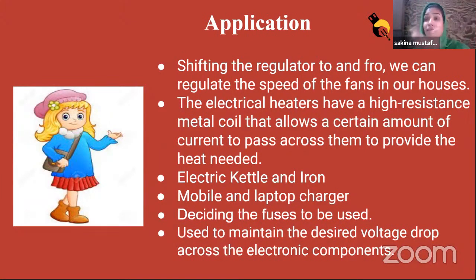So here also, the voltage is similar for all the electrical appliances. So how do we regulate the speed? We regulate with the help of a regulator, and in that regulator we have a resistance. So when we change the speed, the resistance will also change, and it will make the speed of the fan high or low. Similarly, your electrical heater has a high resistance metal coil, right? Our heaters have a metal coil which allows a certain amount of current to pass through it. So your heater will be heated. So that component is measured with the resistor.